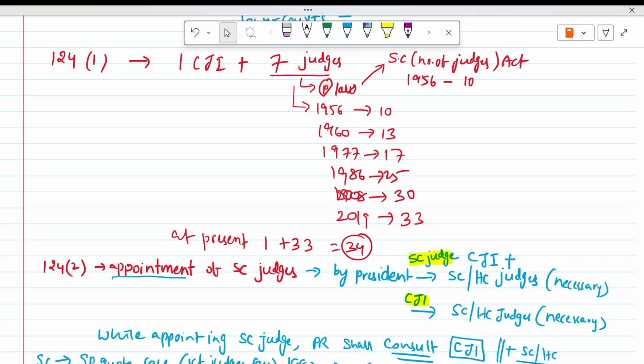In 1956 it was increased to 10, 1960 to 13, 1977 to 17, 1986 to 25, 2008 to 30, and finally in 2019 to 33. So now there is 1 CJI plus 33 judges, a total of 34 Supreme Court judges including the CJI.